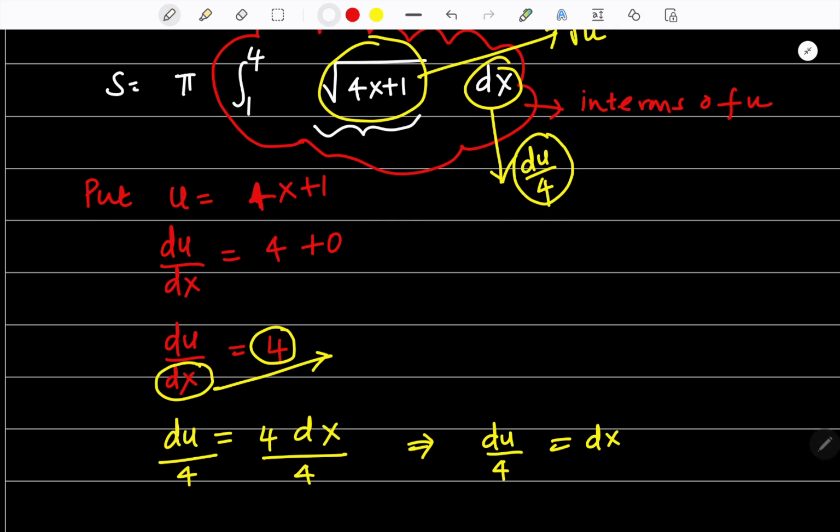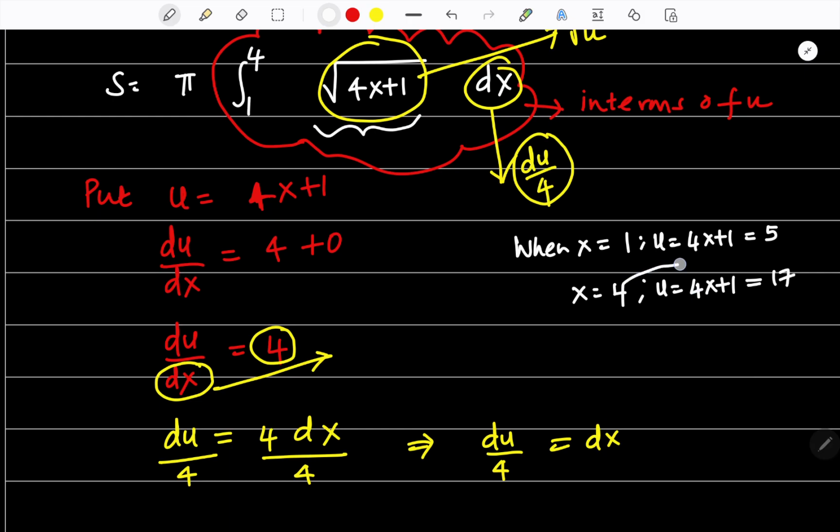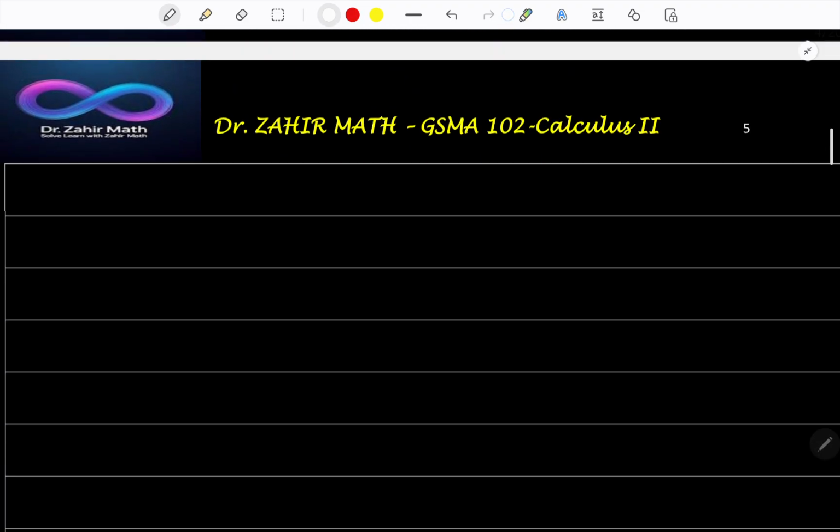Limits are very important, right? These limits are for x. So when x is equal to 1 and x is equal to 4, what is the value of u, which is 4x plus 1? When I put x is equal to 1, I will get 4 plus 1 is 5. And when I put x is equal to 4, 4 times 4 is 16, plus 1 is 17, right? So the limits will be 5 to 17.